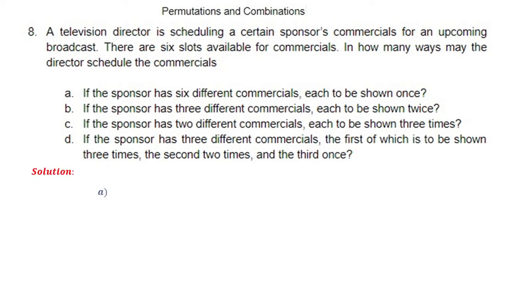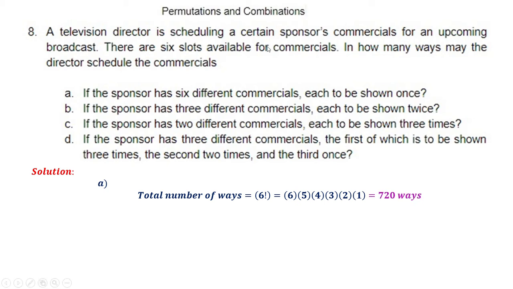So for A, the total number is 6 permutation 6, which is 6 factorial, or 6 times 5 times 4 times 3 times 2 times 1. That is 720 ways. For B, we have a sponsor with 3 different commercials to be shown twice.